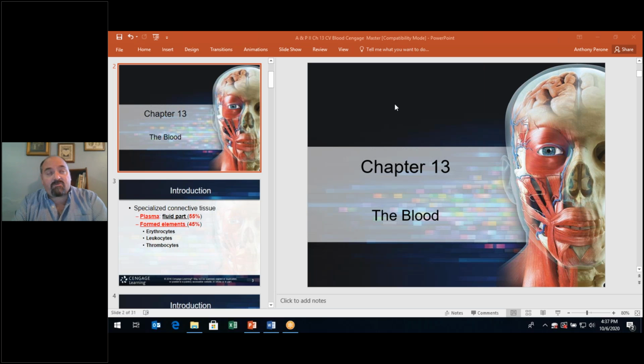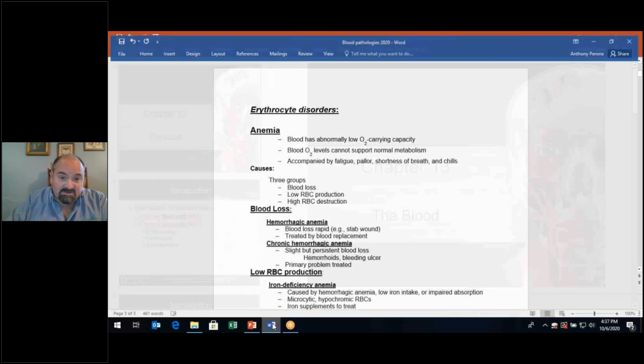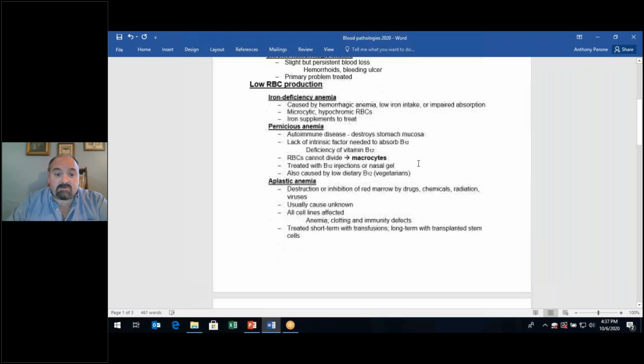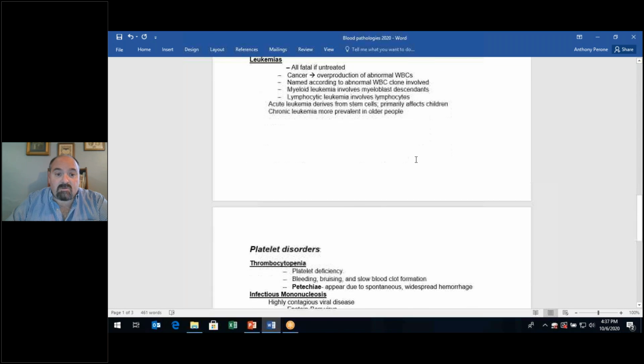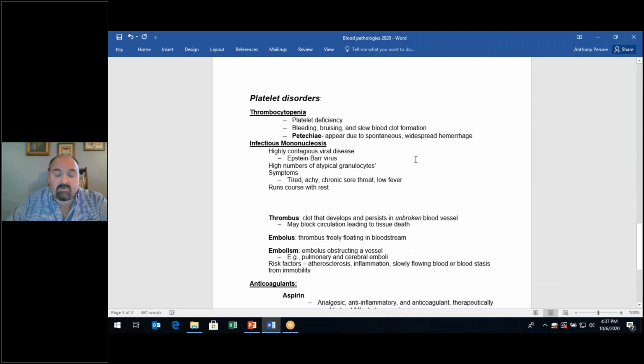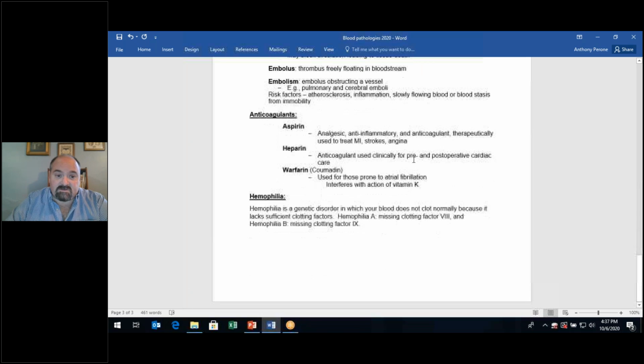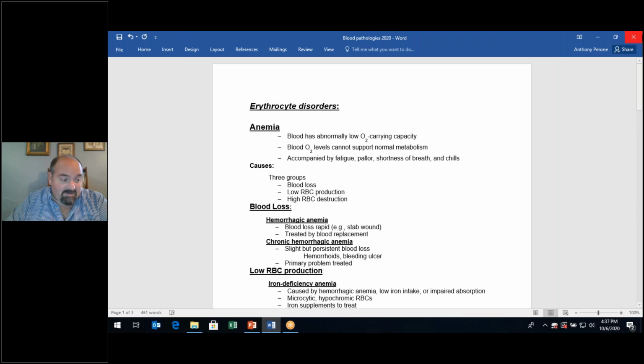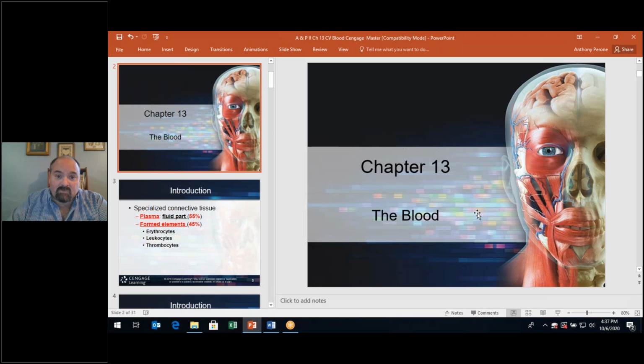I also have for you all a Word document that I'll be posting later on, but I'll just show it to you right now. This has the erythrocyte disorders. You'll see there as far as red blood cells, white blood cells, platelets. That's a 3-page Word document. That'll also be an addendum to the PowerPoint that we're going over today regarding blood. I'll share that with you all at the end of the class.